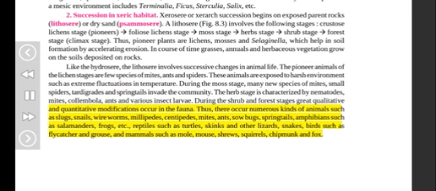Thus, there occur numerous kinds of animals such as slugs, snails, wireworms, millipedes, centipedes, mites, ants, sowbugs, springtails, amphibians such as salamanders, frogs, etc., reptiles such as turtles, skinks and other lizards, snakes, birds such as flycatcher and grouse, and mammals such as mole, mouse, shrews, squirrels, chipmunk and fox.